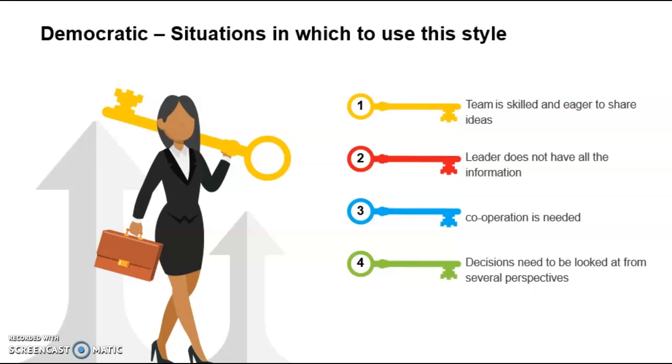We just need to think now of our president. He doesn't have all the information. He has to rely on the different departments to give him information in order to try and make the best possible decision. Cooperation is needed between the leader and the team. So there's a lot of teamwork that goes on in this democratic style. And then decisions need to be looked at from several perspectives.